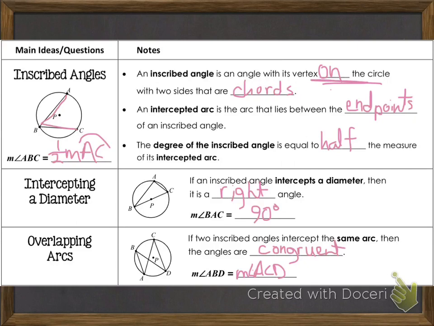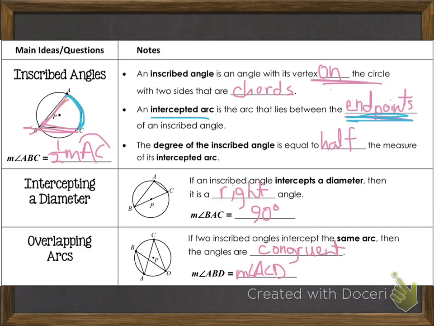An intercepted arc is the arc that lies between the endpoints of an inscribed angle. I'm going to do this in a different color. The intercepted arc is going to be AC right here. The degree of the inscribed angle is equal to half the measure of the intercepted arc. So over here, if you have angle ABC, that's what I outlined in pink, it's going to be half the measure of arc AC.